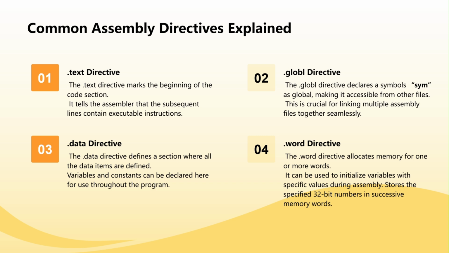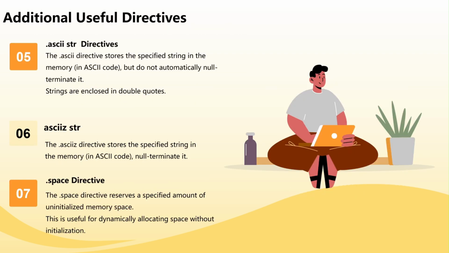The third one is the .data directive. The .data directive defines a section where all the data items are defined. Variables and constants can be declared here for use throughout the program. Next one is the .word directive. The .word directive allocates memory for one or more words. It can be used to initialize variables with specific values during assembly. It stores the specified 32-bit numbers in successive memory words.